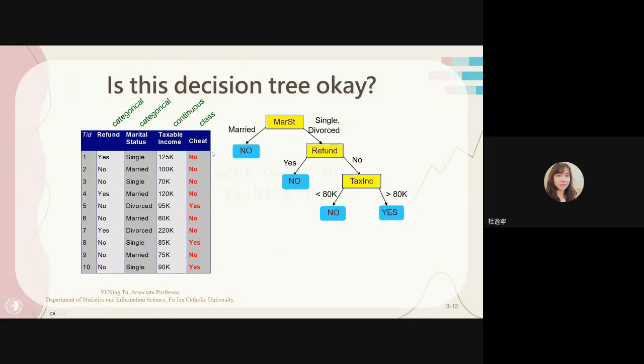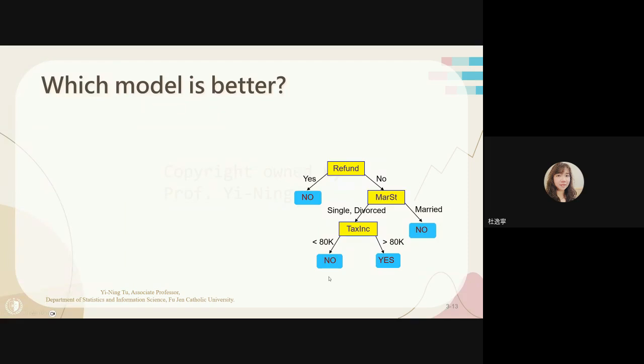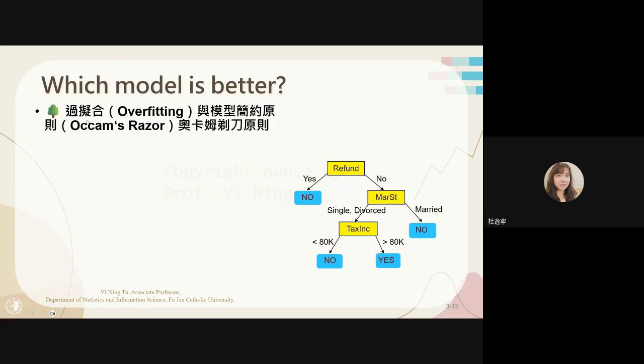When you start from marital status, the married will be 269, and refund again 147, taxable income 4510, and lower than 80,000 is no. So these two trees use the same data and may result in multiple decision trees with different structures, but which one is better? Which one is better is very important and will appear in your exam. Which model is better? Based on overfitting and Occam's razor, this principle is very important.